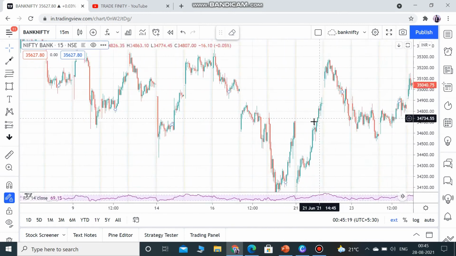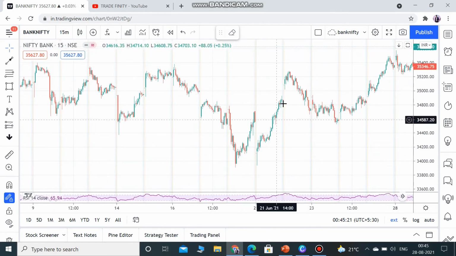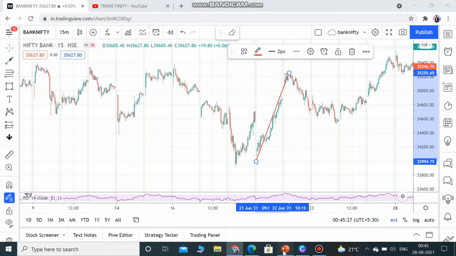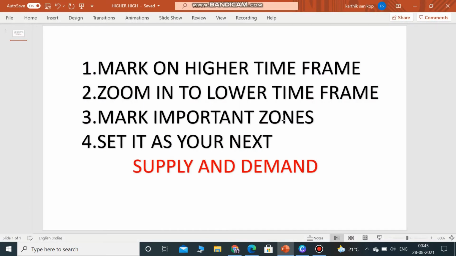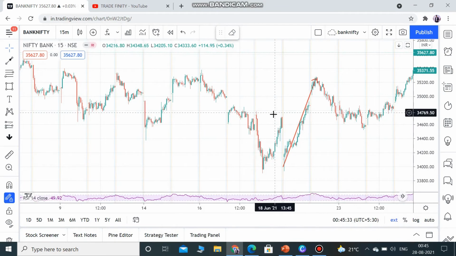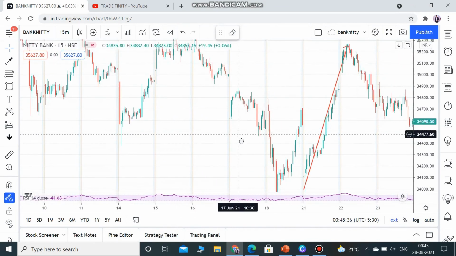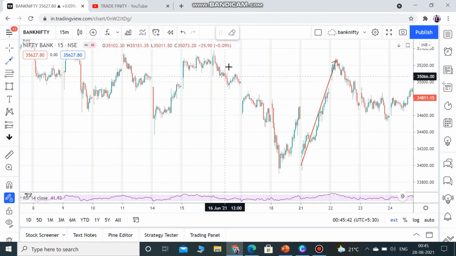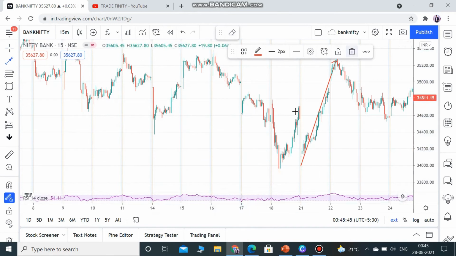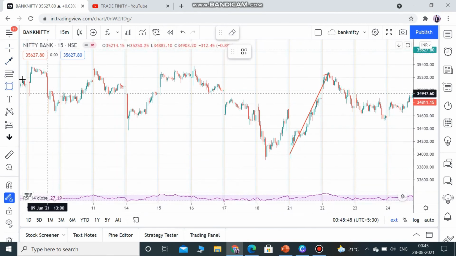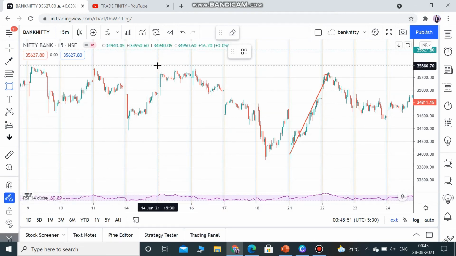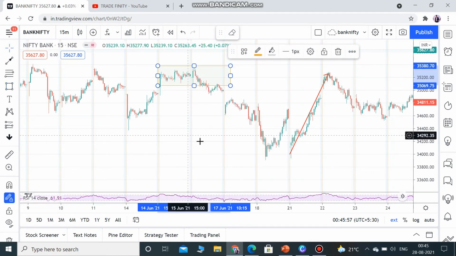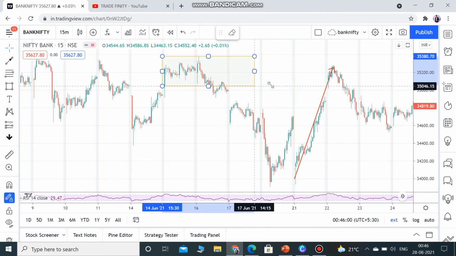So basically, what happened? You saw that there was a great bullish move here. Great bullish move here. Do the same things which I told. Mark on the higher time frame, then go to the lower time frame, mark the important zone, and so on. So what you are going to do here is see the market structure. It fell down from here. Fell down, right? What you have to do is on the higher time frame, mark this as your rectangle. Okay, I will mark this as my rectangle.